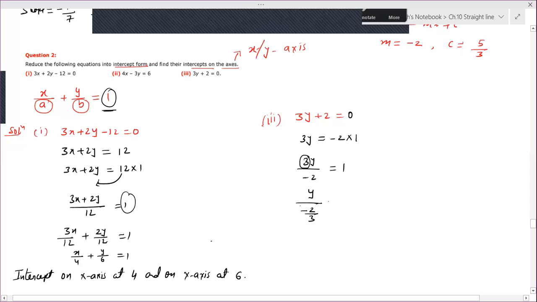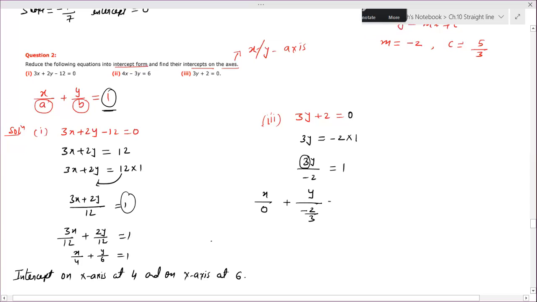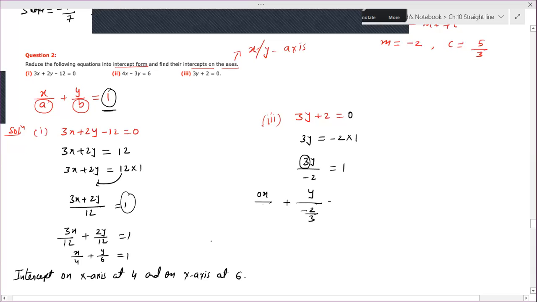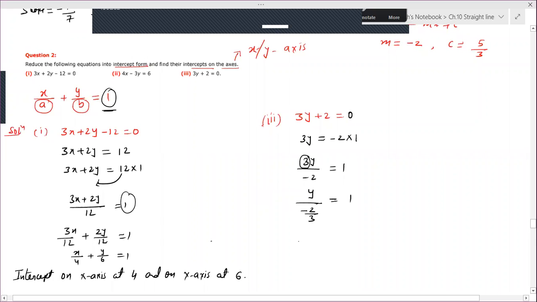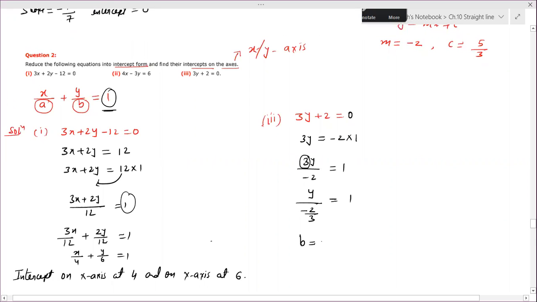Now x is missing, so we can write here x by 0, or rather 0x coefficient by minus 2 by 3. It means 0x, whatever you do, it is not intersecting on the x-axis. And this side equals 1. So in this we are getting only the y-intercept, that is minus 2 by 3.